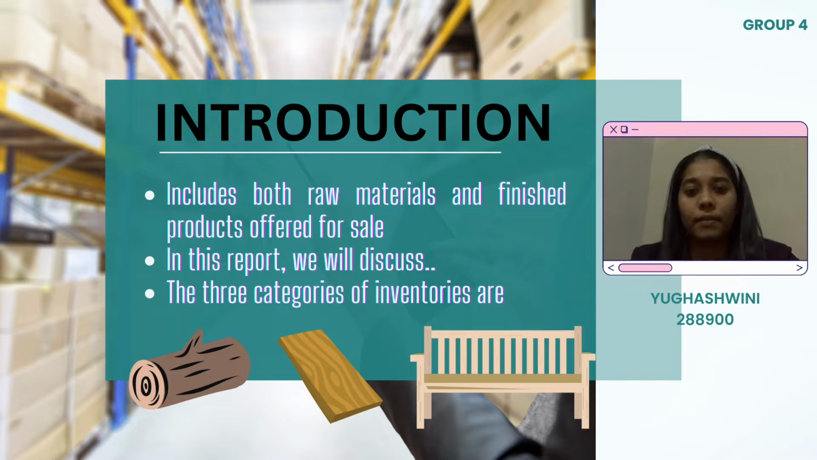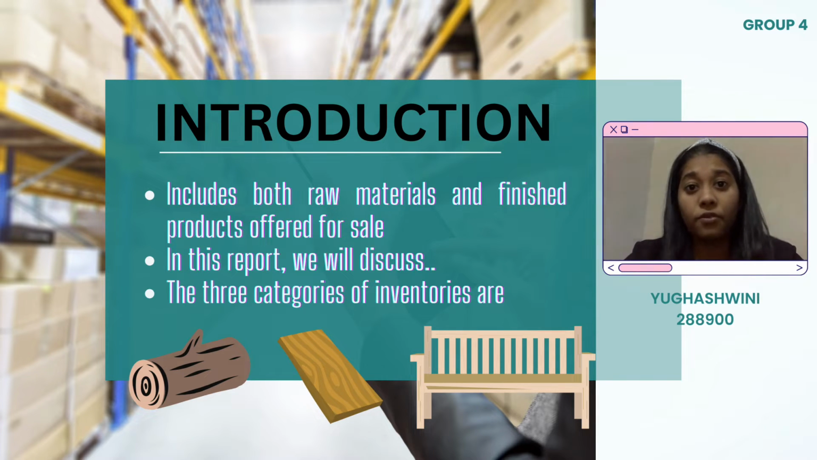What is inventory? Inventory includes both the raw materials needed in production and finished products that are offered for sale. In this report, we will discuss inventory auditing by identifying the audit objectives, understanding the nature of inventories, explaining the business functions, and describing the fundamental control procedures. Furthermore, we will identify the design test of controls and the substantive test for inventories throughout the inventory audit.